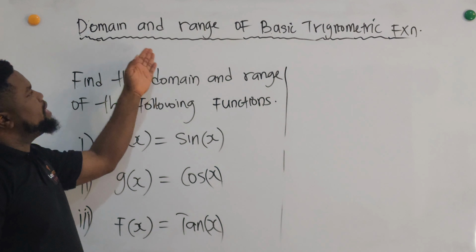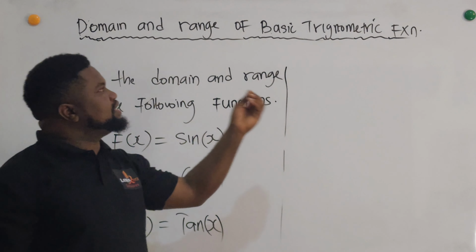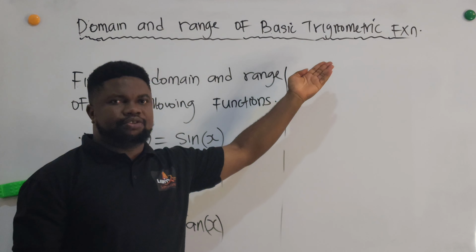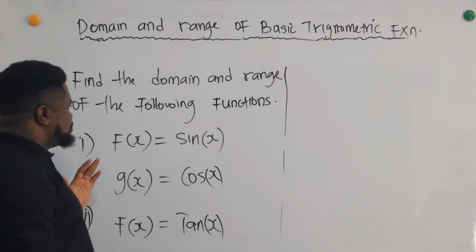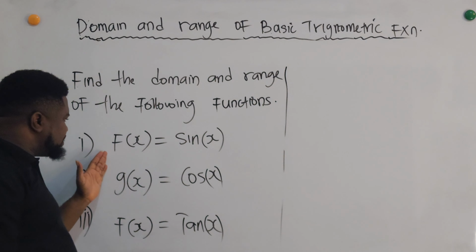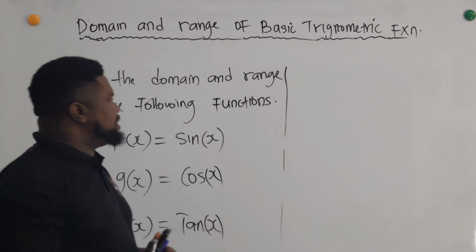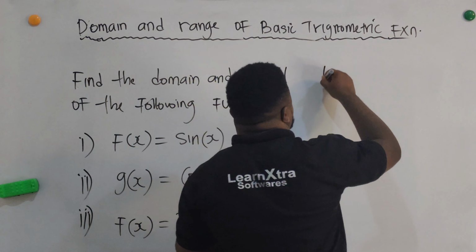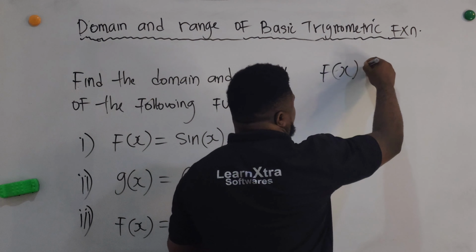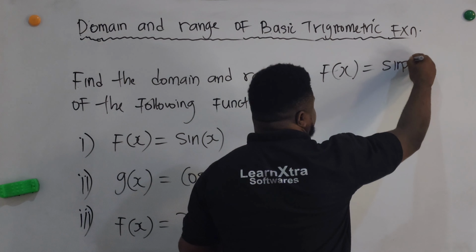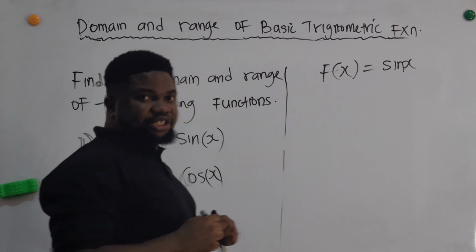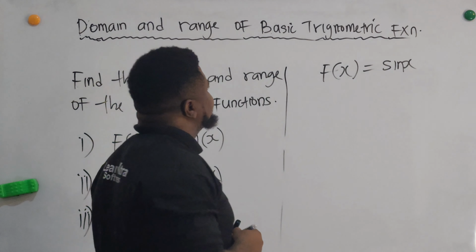Let's look into the domain and range of basic trigonometric functions. That is, the domain and range for sine, cos, and tan. Let's start with sine x. f of x equals sine x. Let's find the domain and range for this function.